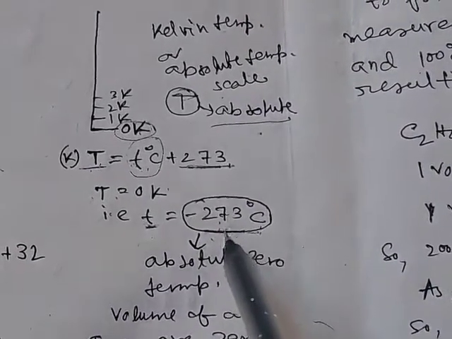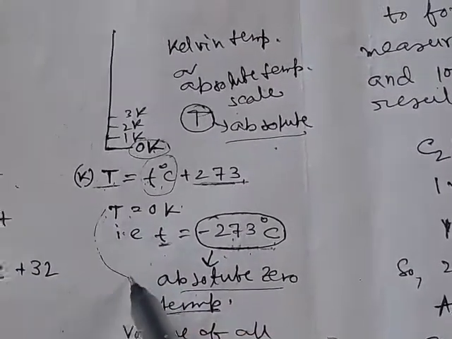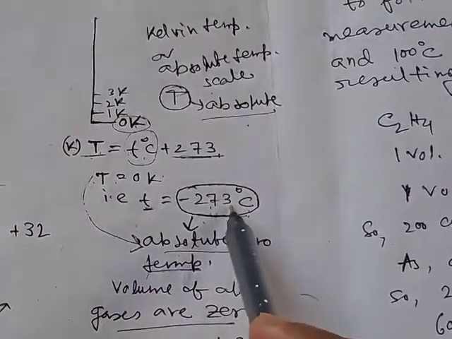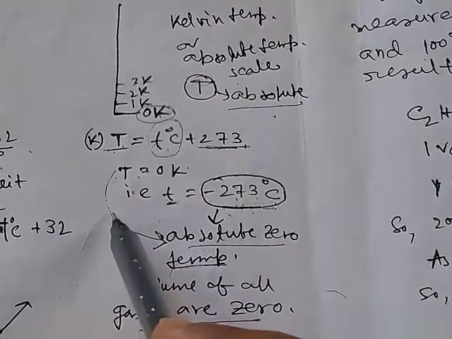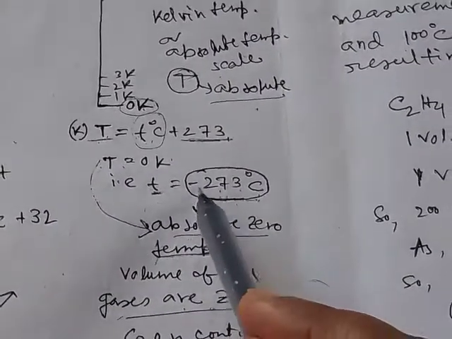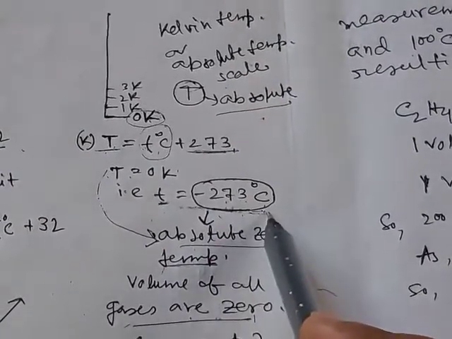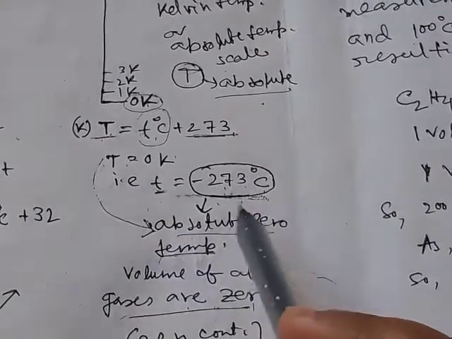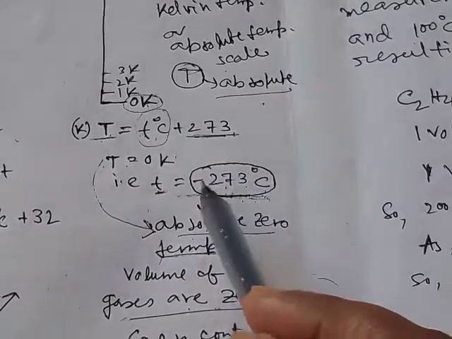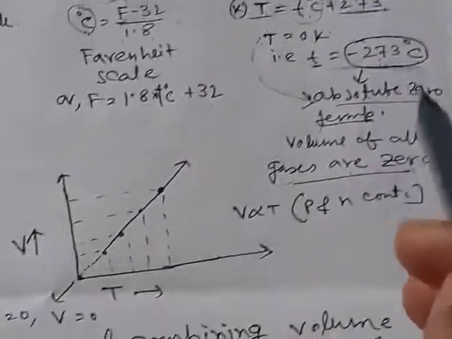Celsius, and this temperature is called absolute zero temperature. So T is equal to 0, that is the absolute zero temperature. Why is this called absolute zero? Because at that temperature the volume of all gases is taken as 0. It is practically impossible to reach this temperature, as this is a very low temperature. But if we can reach this temperature, then you will observe that at that temperature the volume of any gas is 0. So this is called absolute zero temperature.